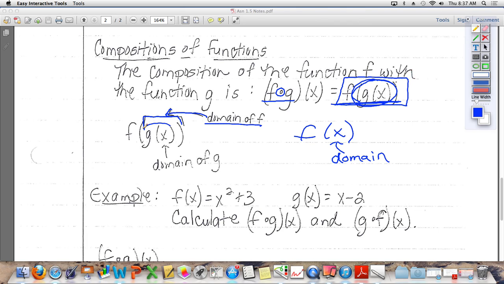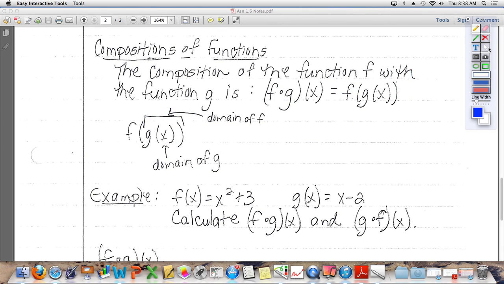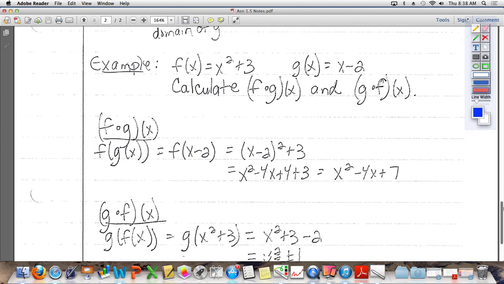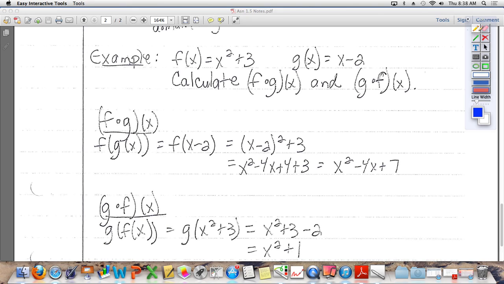Now, if you are just looking at g of x, the domain is the x values as we talked about earlier. So, an example of this, if f of x is equal to x squared plus 3 and g of x is equal to x minus 2, and I'm asking you to calculate f of g of x and g of f of x, this is what you will do. So first of all, f of g of x. We're going to do this one first. F of g of x.